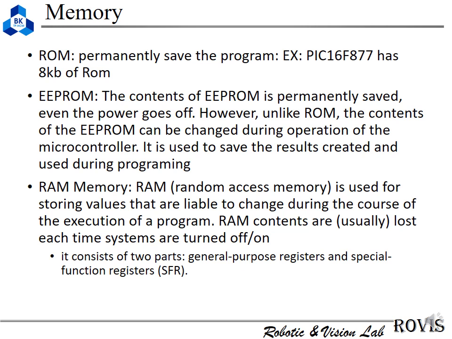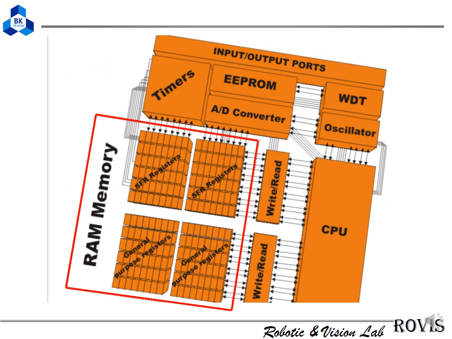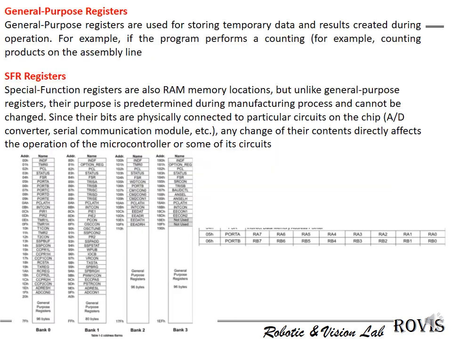And the RAM memory, this is the random access memory, and in our big microcontroller, this has two parts. This is the general purpose register and something like special function register. Okay, so this is the RAM memory block. Here you can see that. So what is the general purpose register?